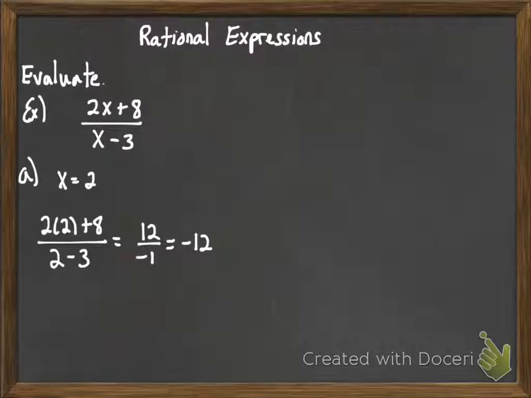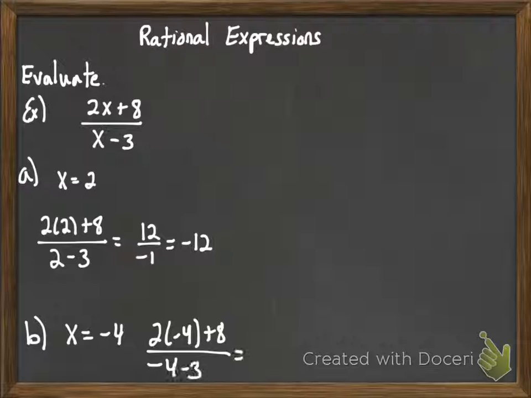We can evaluate for any number we want, or at least we think we can. We'll find out in a moment that we can't, but for now let's go with the idea that we can plug any number in we want. So let's consider x equals negative 4. If we plug negative 4 in, we'll get 2 times negative 4 plus 8 over negative 4 minus 3. Numerator becomes 0, the denominator becomes negative 7. 0 divided by negative 7 is 0.